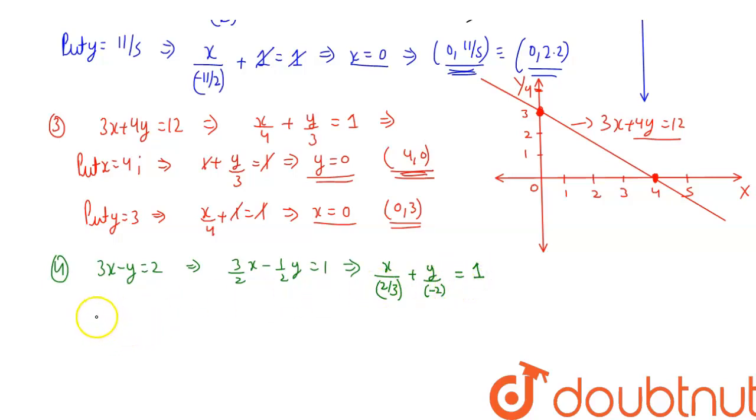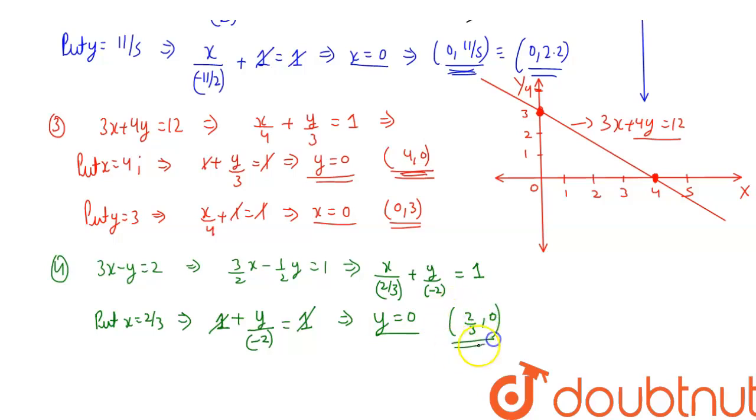Now for solving this, we are going to put x equal to 2/3. So here we put x equals 2/3. From this we get (2/3)/(2/3), that is 2/3 and 2/3 go off, and here we are left with 1, plus y divided by minus 2, and that is equal to 1. So this one and this one go off, and from here we get the value of y/(−2) is equal to 0, that is y equals minus 2 into 0, that is 0. So from here we get the coordinate 2/3 comma 0 as one coordinate.